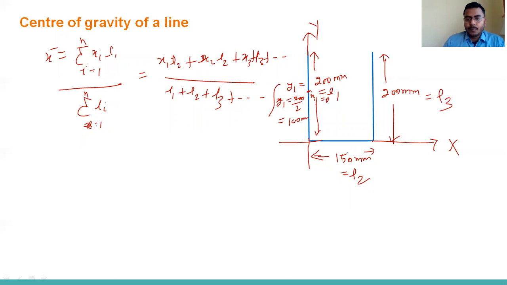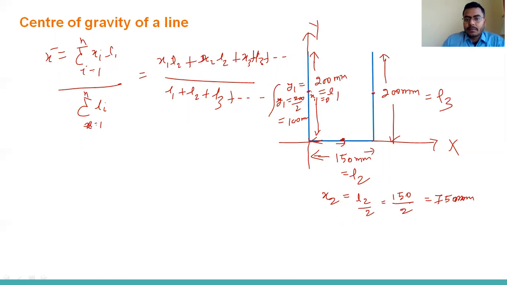Come to L2. The centroid will be here, so x bar we can write for x2. So x2 will be the distance from this to this, that is L2 by 2. So 150 by 2 will come 75 mm. Right?